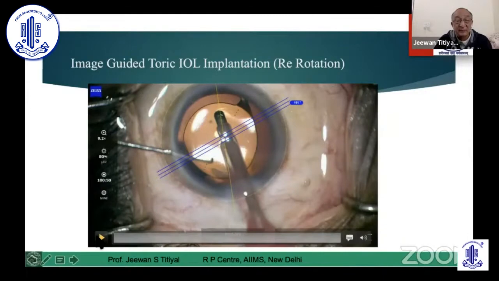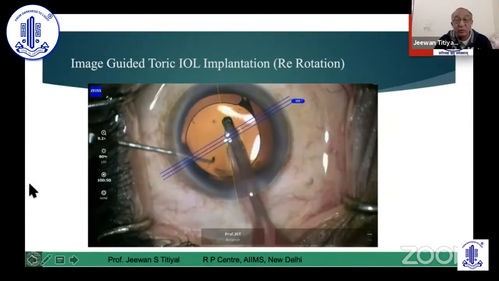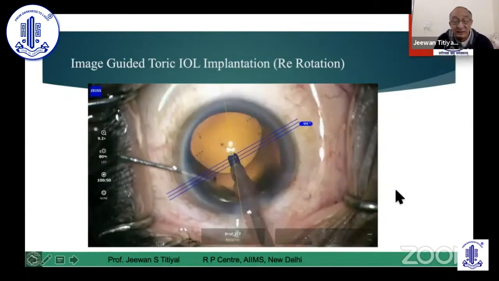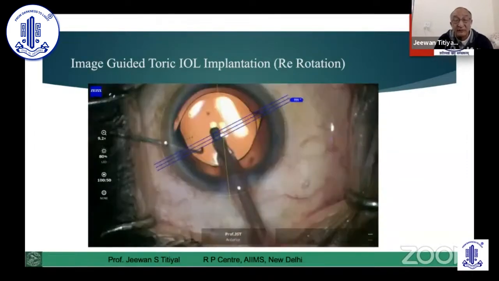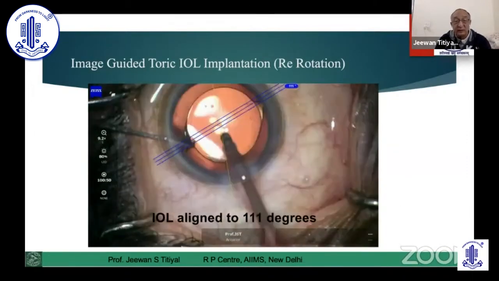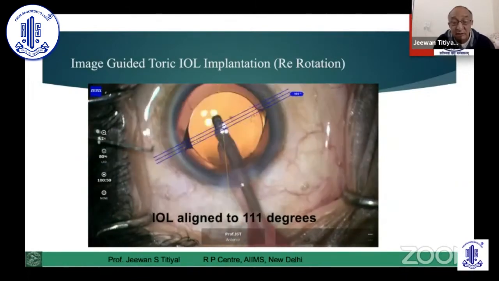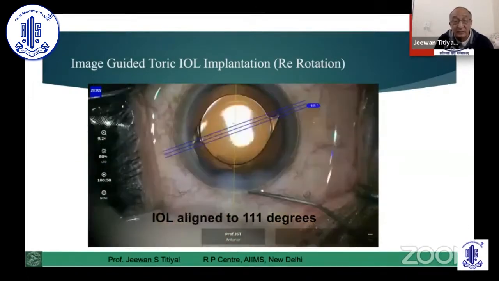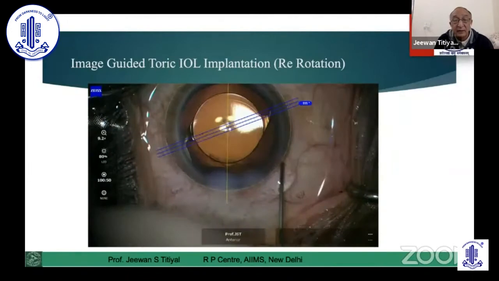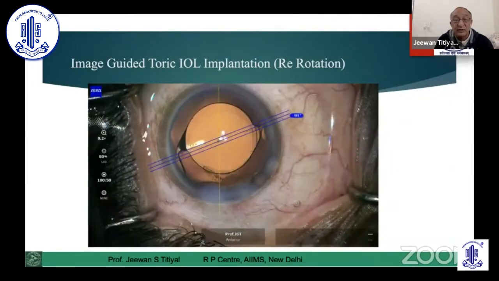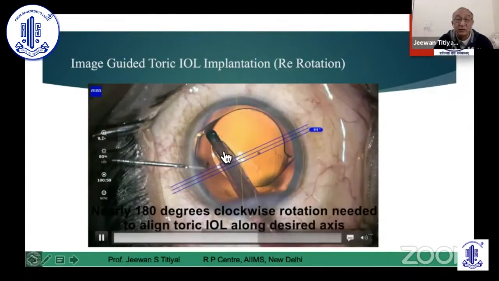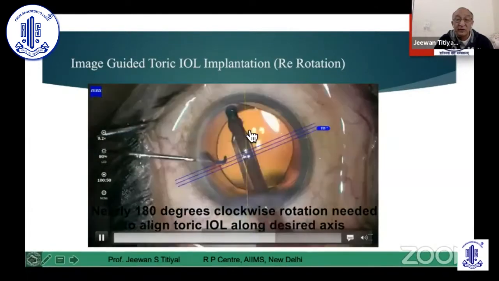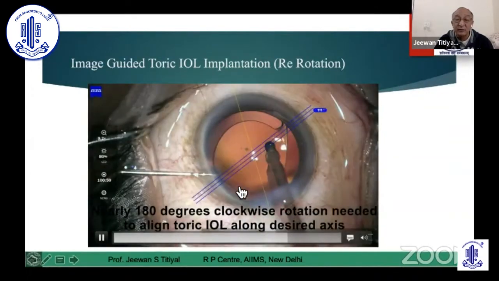But sometimes these lenses, especially open loop L-shaped haptics, are difficult to rotate anti-clockwise. So you have to make sure the lens is well open. I can see that my axis is 111 degrees here, well aligned. I'm hydrating the wound area. Sometimes during this procedure also the lens can move. So it's gone away from my area, so I can't rotate in reverse. I have to rotate entirely 180 degrees to come back to the area.